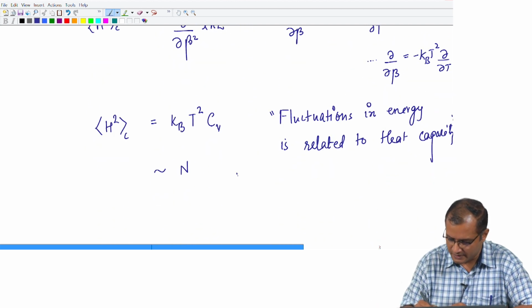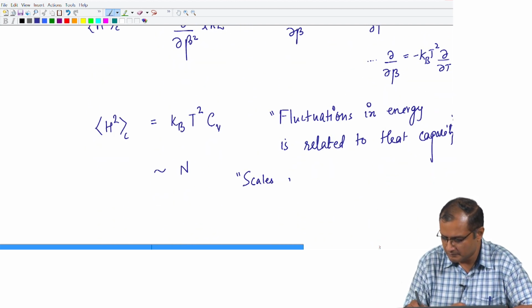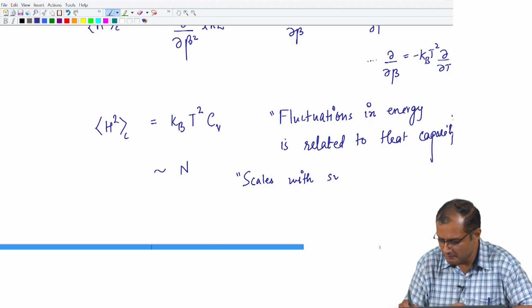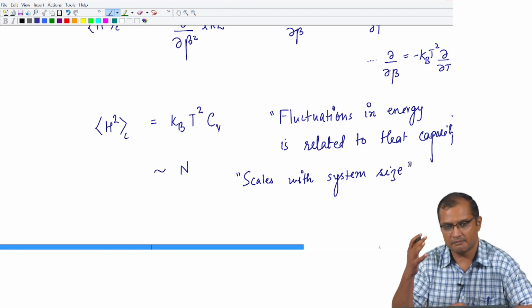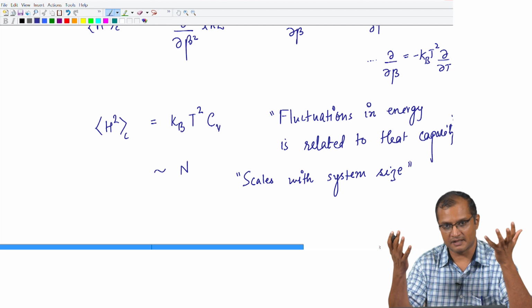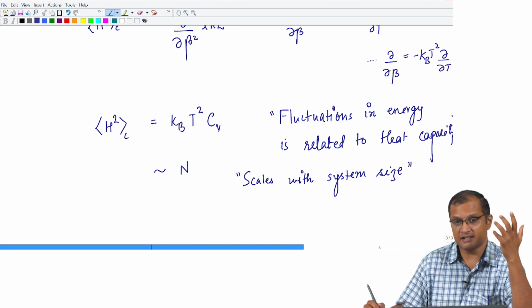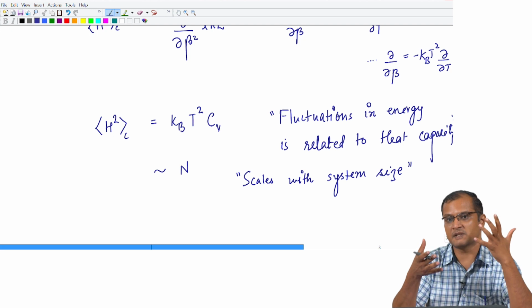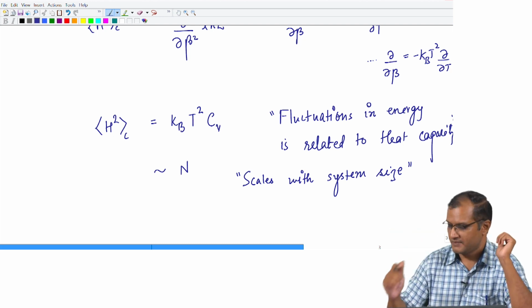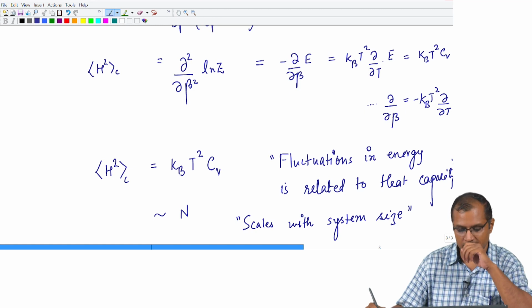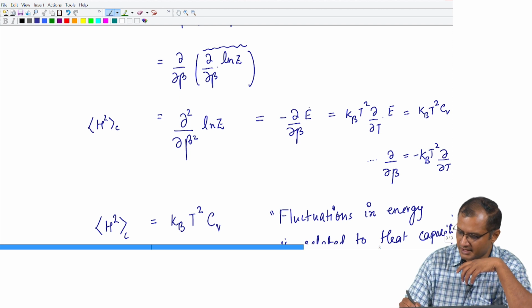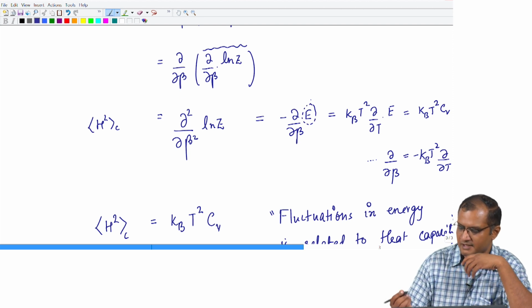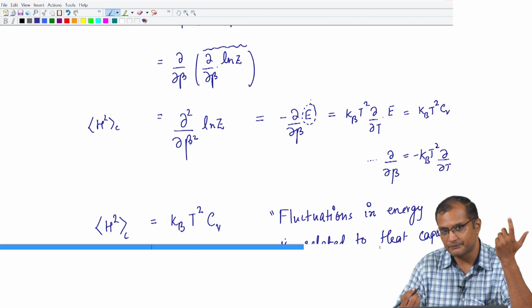So, I am going to write down this first. Heat capacity is a property which is extensive, it scales with system size. Specific heat is intensive because heat capacity by N is specific heat, which is an intensive quantity, but heat capacity is extensive. You can also see here, I know that this E is extensive, it is the total energy 3 by 2 N kT, which scales with N, and beta is intensive.